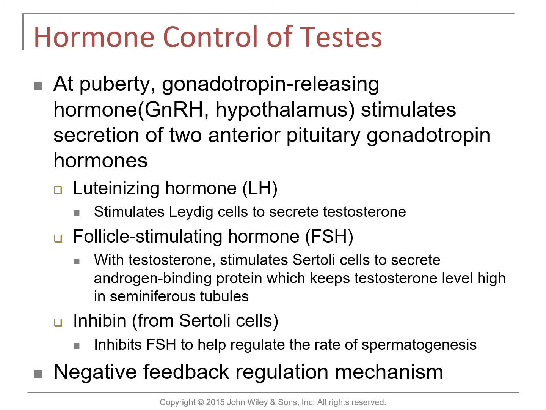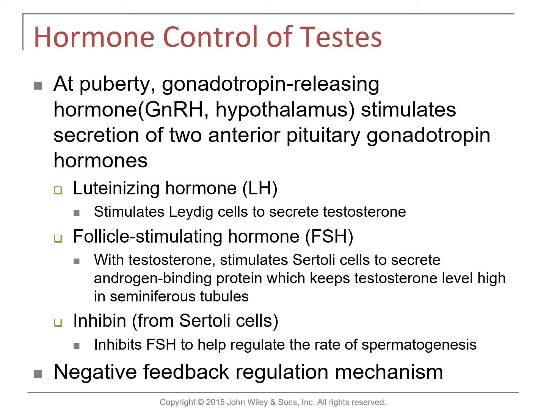Follicle-stimulating hormone binds to Sertoli cells along with testosterone, and together FSH and testosterone stimulate the Sertoli cells to secrete that androgen binding protein we mentioned. ABP helps to keep testosterone levels high in the seminiferous tubules because, as their name suggests, they bind to testosterone.